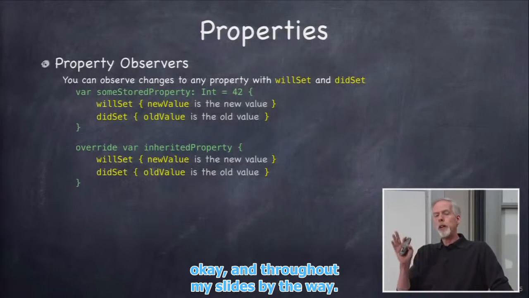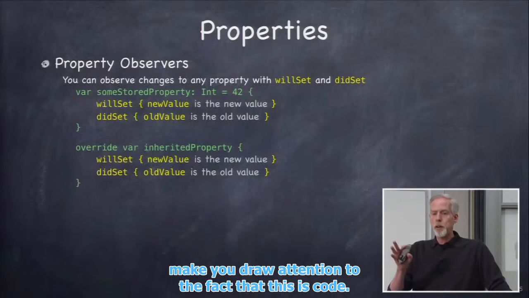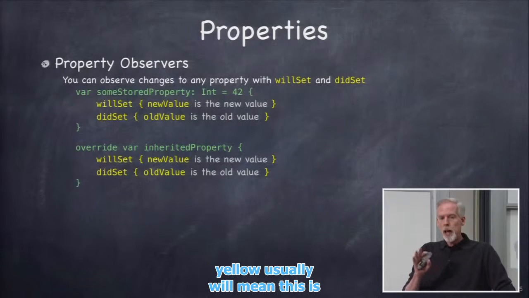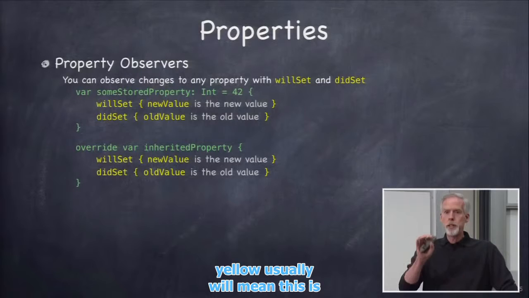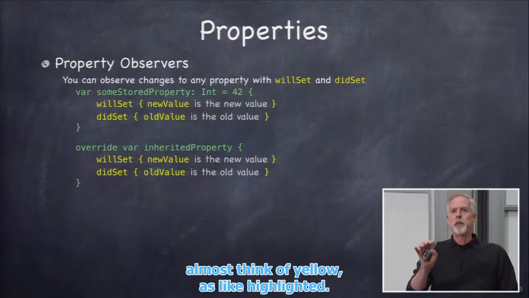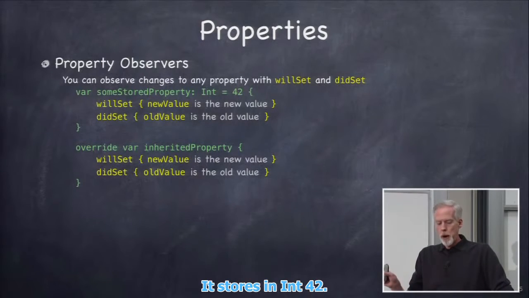I'm just putting it there. Okay, and throughout all my slides, by the way, I put things in green just to draw your attention to the fact that this is code. Okay, that's all green means. But yellow usually will mean this is the thing I'm talking about right now. This is the thing to pay attention to. So you can almost think yellow is like highlighted, okay? So here I have some stored property. It stores an int, 42.